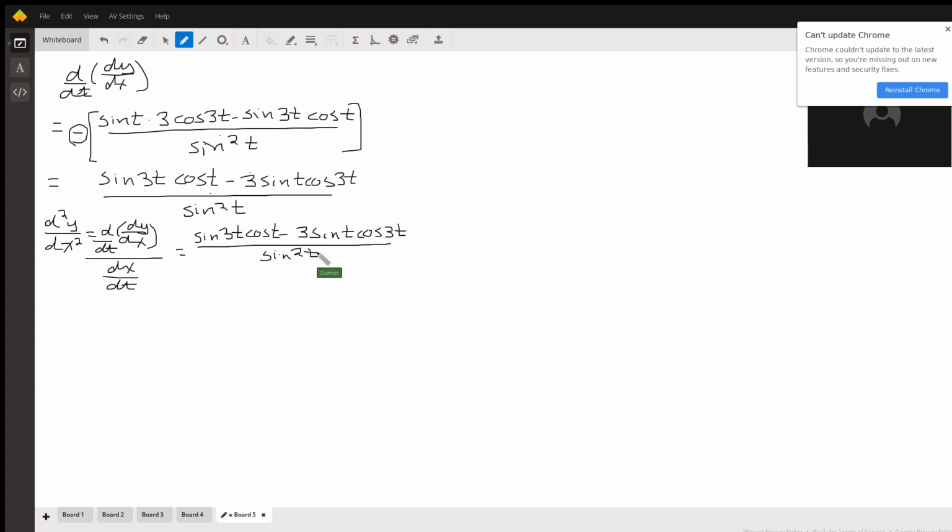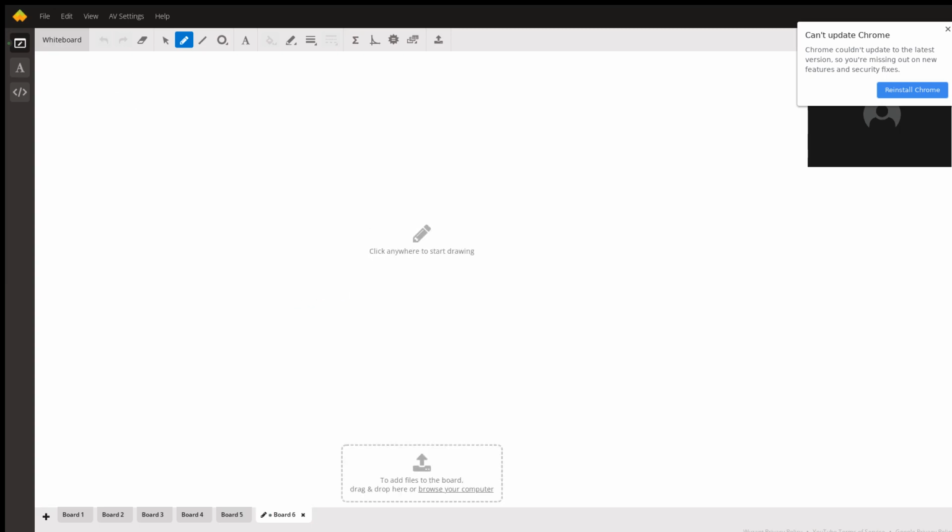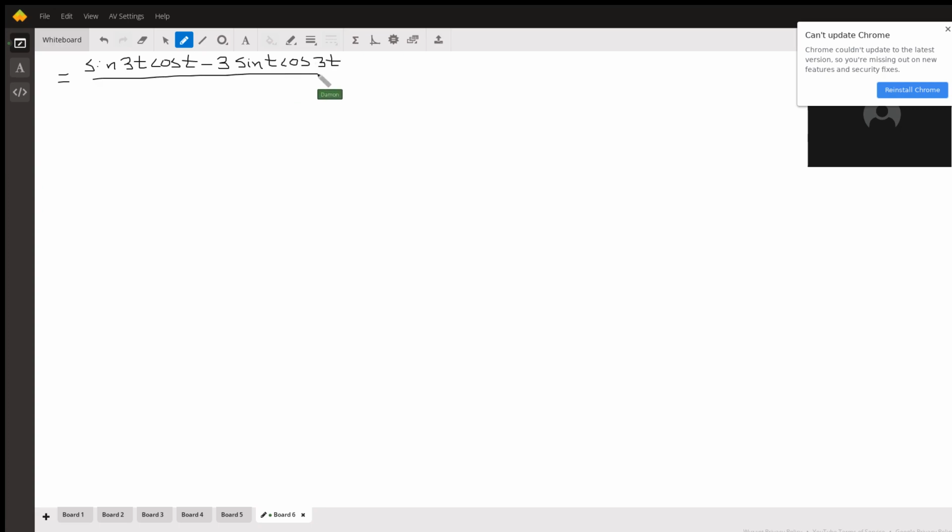Then divide that by dx/dt, which we know is 3 sine of t. So if I clean all that up, my final answer is going to be sine of 3t cosine of t minus 3 sine of t cosine of 3t, all over 3 sine cubed of t.